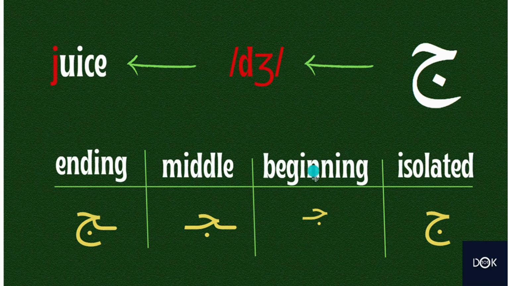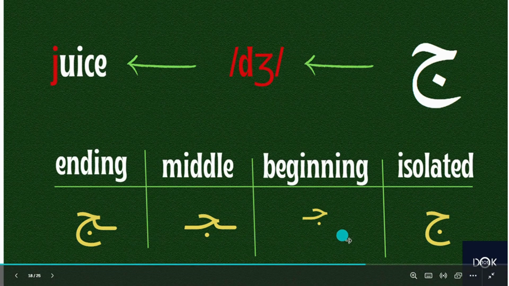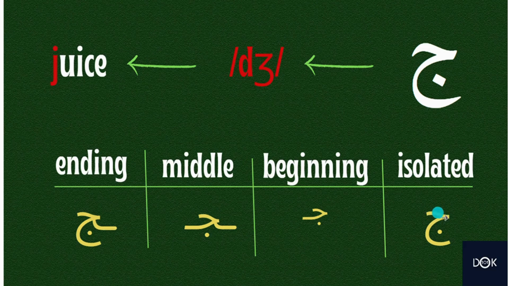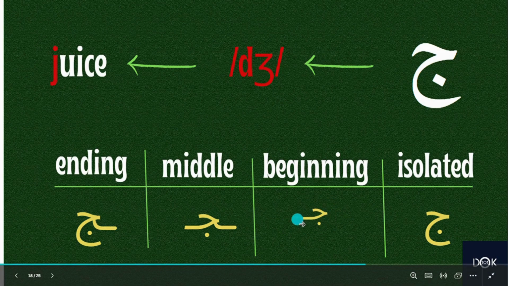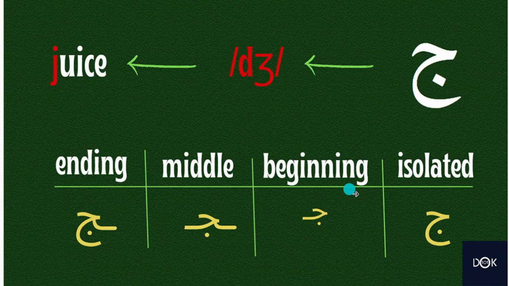And these are the four forms of letter Jim. So letter Jim, when it appears in an isolated form, will be a complete Jim. But when it is at the beginning of the word, only the head of the Jim, which is this part, will be there, and the rest of the Jim will be joined to the letter that follows Jim. So the head of the Jim will appear, and remember, Jim has one dot under its head when it is at the beginning of the word.